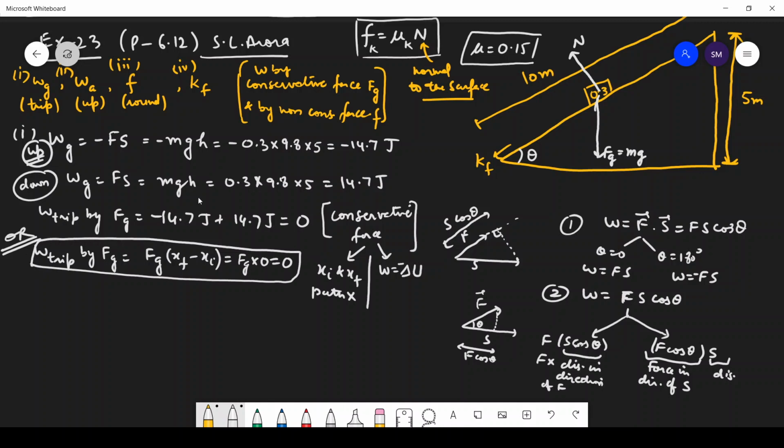So you have seen this thing. So do it with this formula and or directly do this. This is what you need to do. So displacement is 0. So force into this is 0.